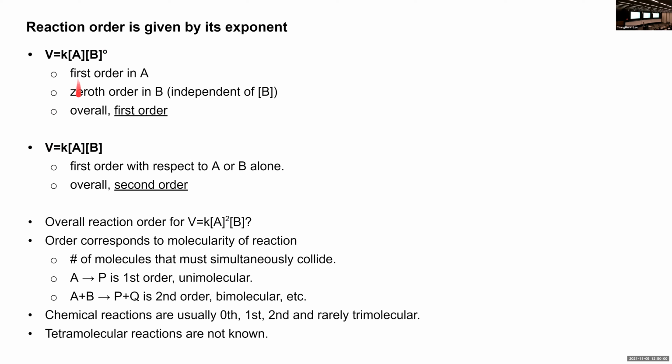We can apply the same thing to this bimolecular reaction where A molecule and B molecule are involved at the same time. Then it's going to be first order with respect to A alone or B alone. But overall, that's going to be a second order reaction. Again, 1 plus 1, right? What about the overall reaction order for V equals K, A to the second and B?